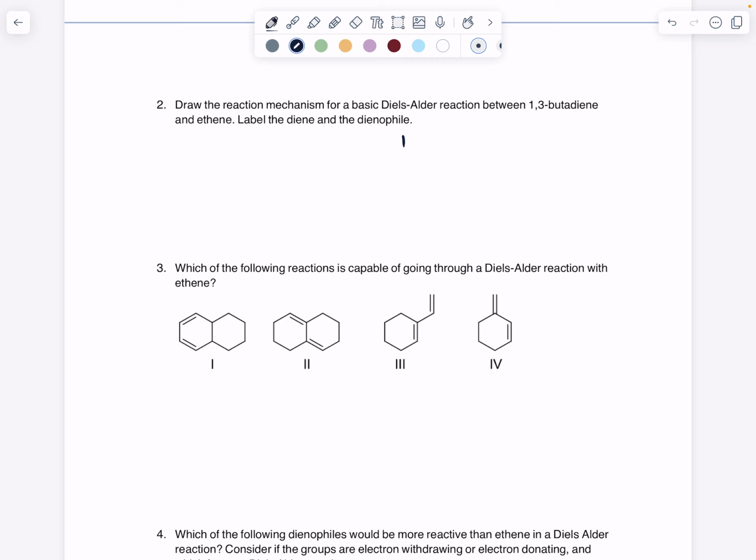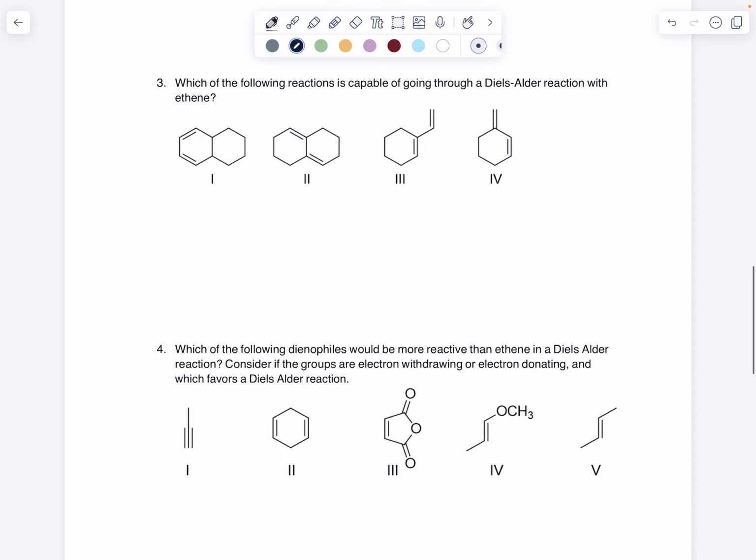Okay, this one I also did on last week's recitation, so you can go back and look at that video if you want. I just posted that yesterday. And for here, which of the following reactions is capable of going through Diels-Alder with ethene? So we need a diene, so 2 alternating double bonds, and they need to be s-cis or capable of rotating into s-cis. So this one right here has alternating double bonds, and it's already in s-cis, so this one, yes.